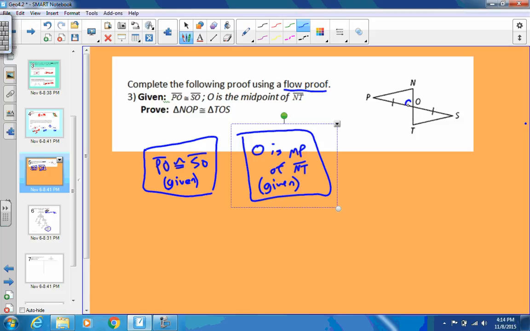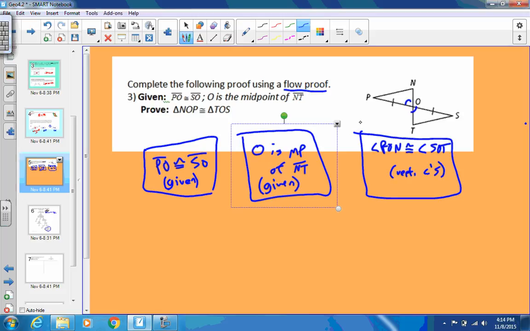Well, we know that this angle is congruent to this angle, so angle PON is congruent to angle SOT. Those are vertical angles from the picture. So these are all things that kind of go together. Now let's see what we can build from those.